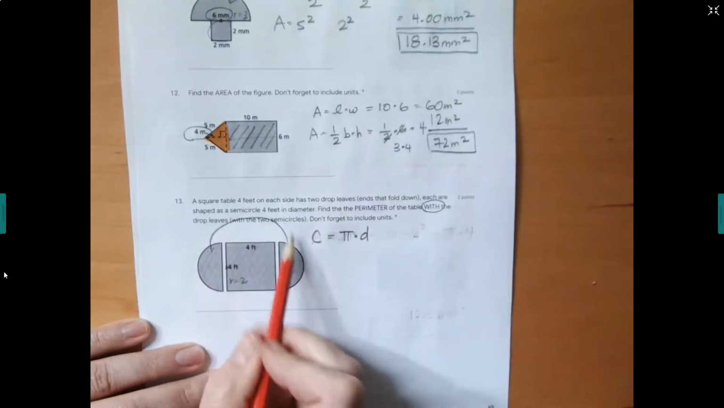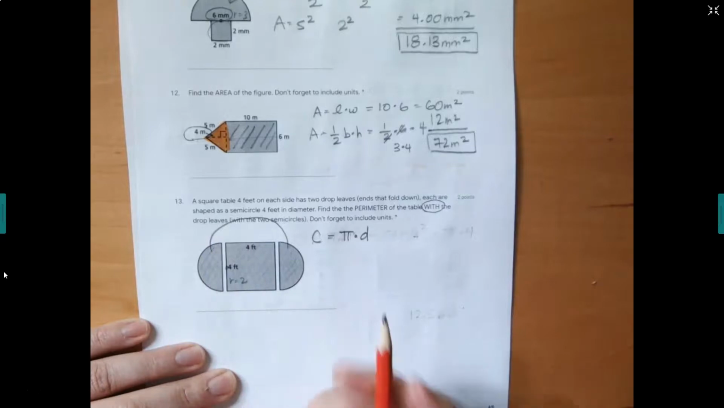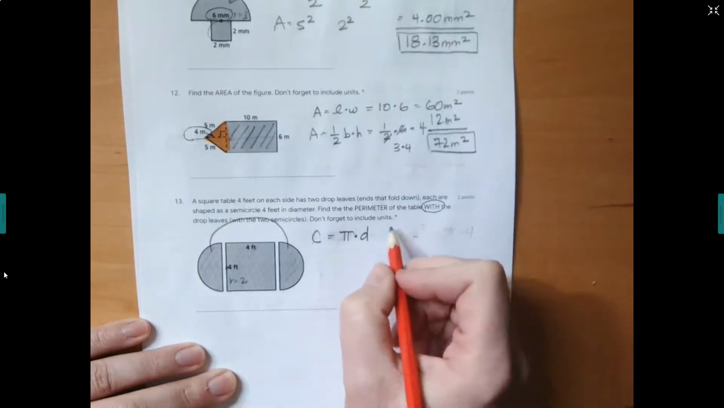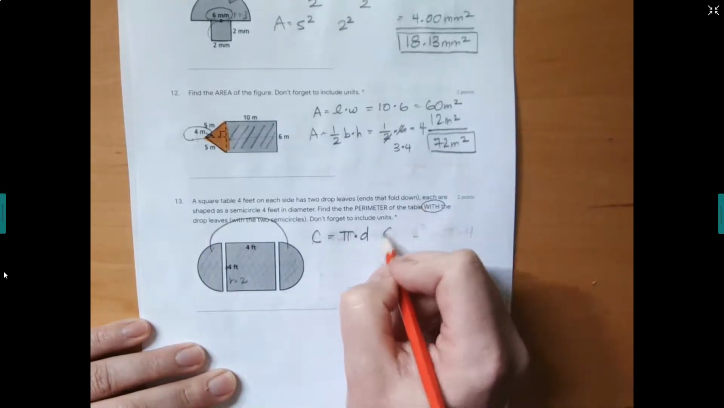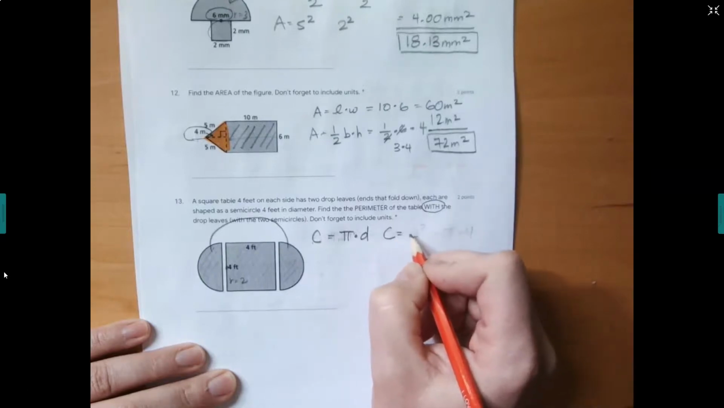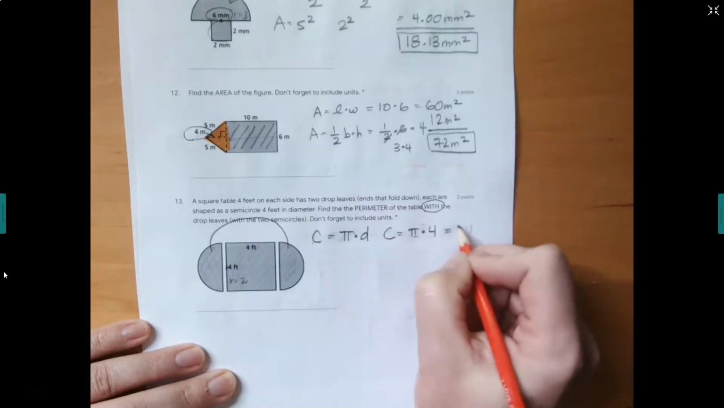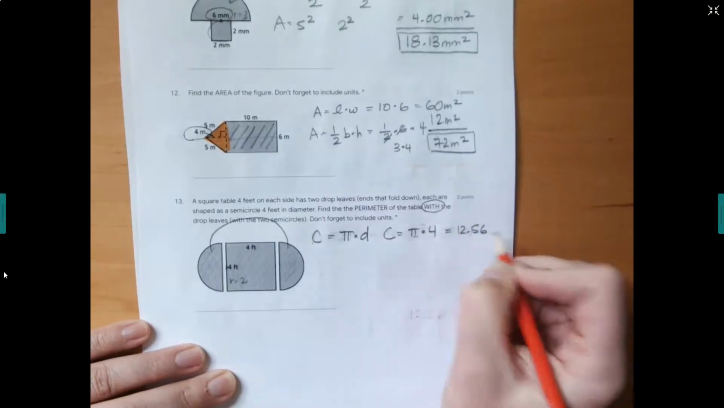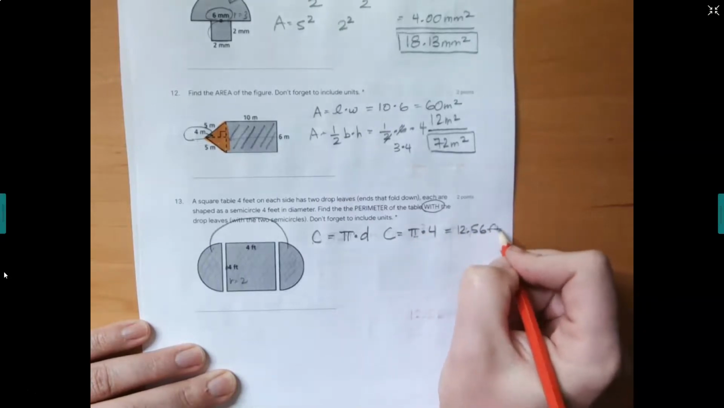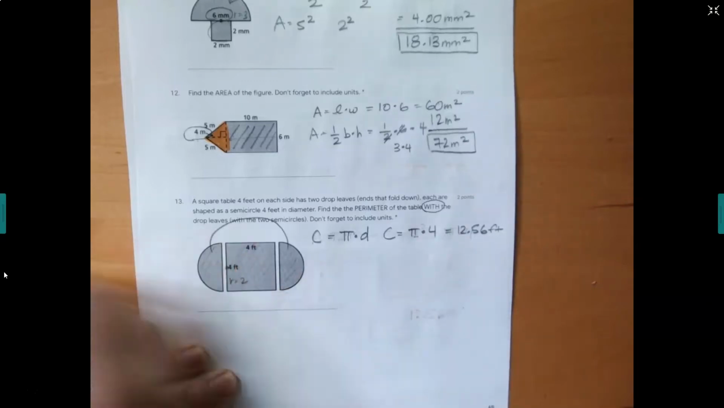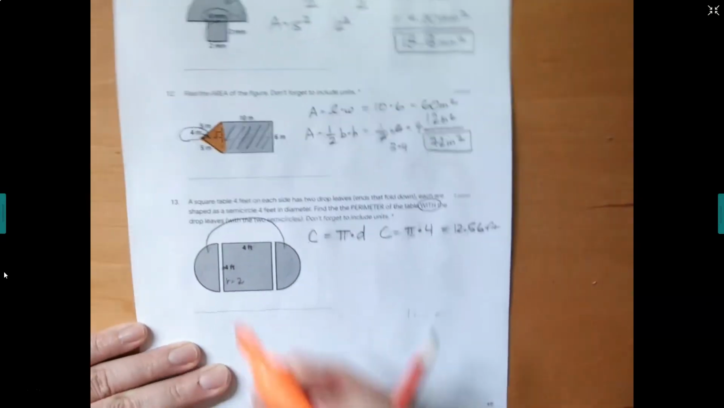pi times diameter, right? And we have 2 half circles, so it forms 1 circle, so I'm not going to divide by 2 because I'd just be multiplying by 2 in a moment, right? So circumference equals pi times 4, which equals 12.56 feet.